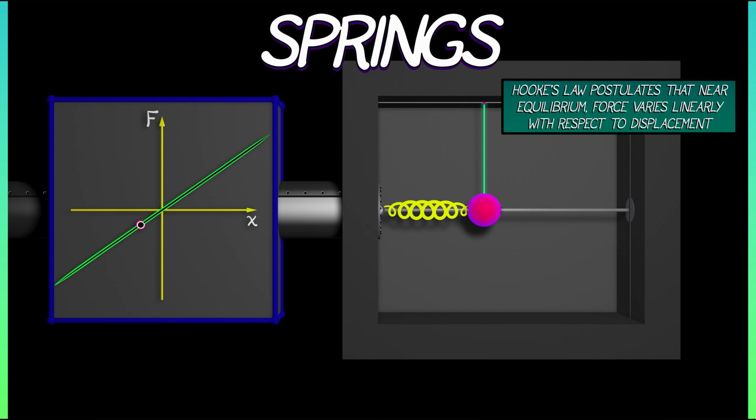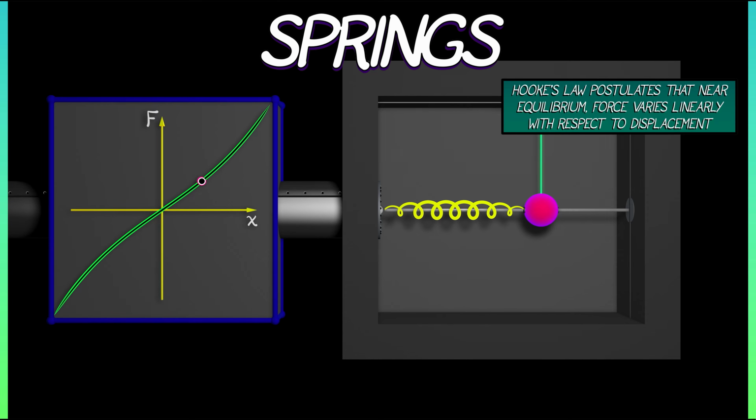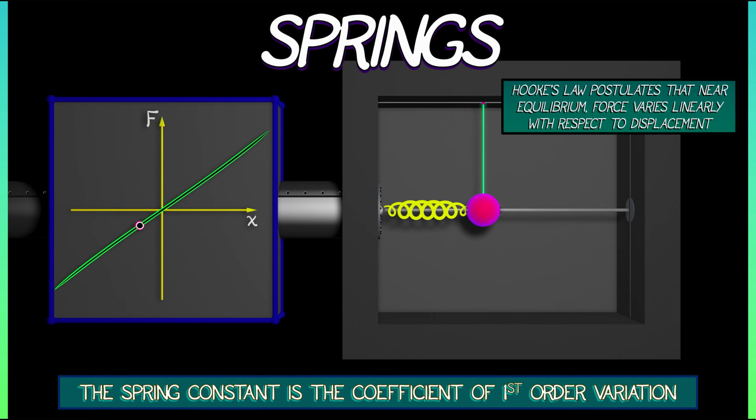Springs are nonlinear. You can have hard springs, soft springs, all kinds of things. But if you look near equilibrium, that relationship between force and displacement is really close to a linear relationship. And that coefficient of first-order variation is the spring constant. It's the derivative of the force with respect to the displacement. That's really what Hooke's law is all about. It's a derivative. That's what the spring constant is.